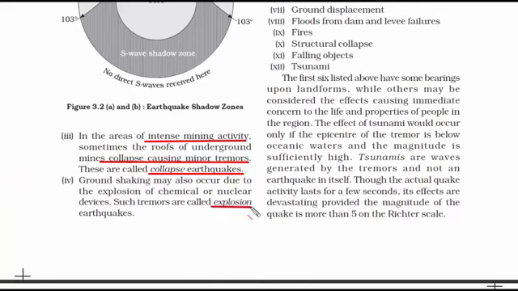The fourth one is called explosion earthquakes. Now by the word explosion, it's evident that we are talking about something man-made or manually created. Due to the explosion of chemical or nuclear devices, seismic waves are produced, and these waves produce tremors. These tremors move and break the rocks, and that creates an earthquake, which is totally manually created.